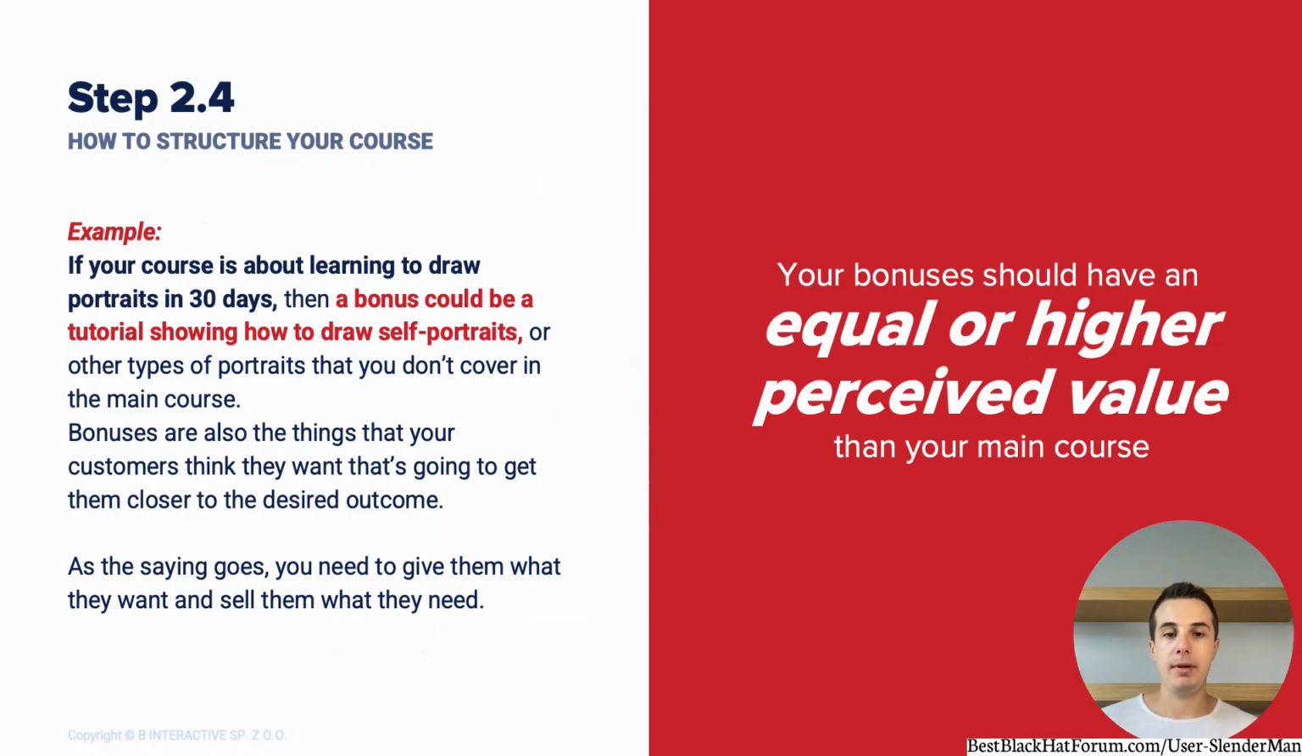And as I mentioned, the goal is to get the customer to feel like, wow, I'm getting all this amazing value with the main course and all of these bonuses for free. That's incredible. I need to have this, right? The general rule is that your bonuses should have an equal or even higher perceived value than your main course, so that if you were to take your main course and take away all of the bonuses and sell the bonuses as a separate course, then they would be very attractive on their own, and they would maybe even be worth more than the main course.